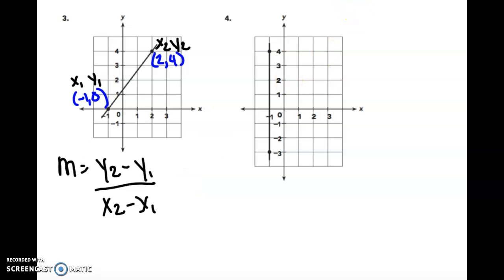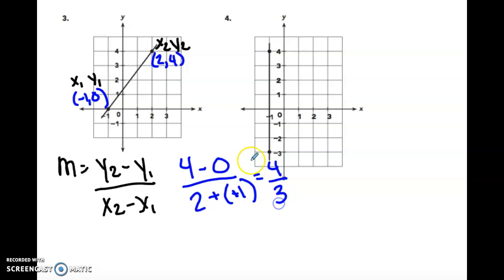All right, so now let's plug it into our formula. y2 is 4, y1 is 0, x2 is 2, x1 is -1. So we have 4 minus 0 is 4. Same signs, add and keep. So this slope is 4/3. It's exactly how we want to write it. And of course, nice and easy, we have a straight vertical line, so our slope is undefined.